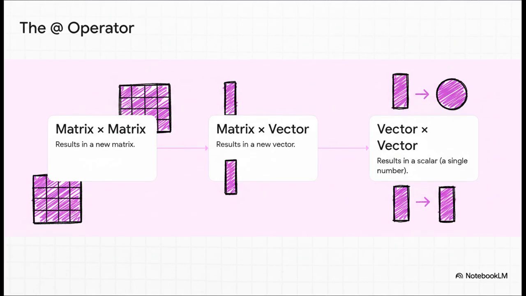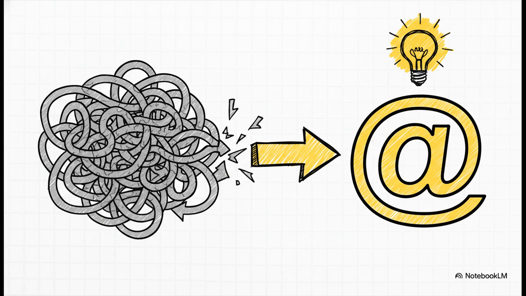So how does it work? It's actually super smart and intuitive. It handles the three main situations you'll run into. First, if you multiply a matrix by another matrix, you get a new matrix back. Second, if you multiply a matrix by a vector, you get a new vector. And finally, if you multiply a vector by another vector, it all boils down to a single number, a scalar. The language just figures it out for you. It just works. And that's the big aha moment right there.